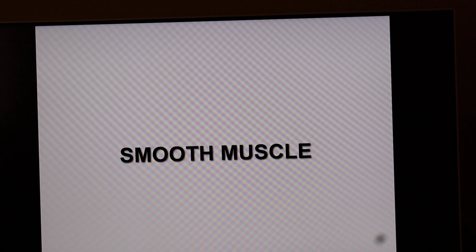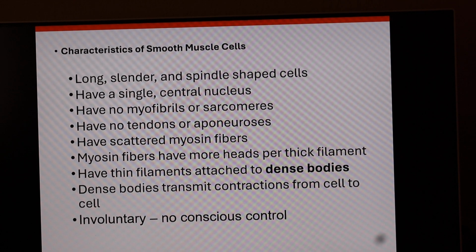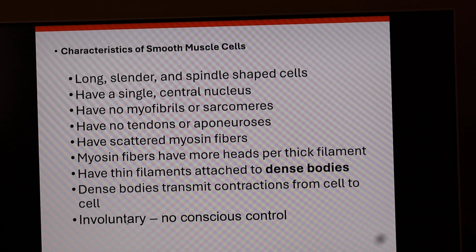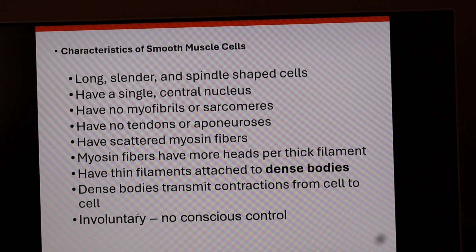Let's move on to smooth muscle. These are long, slender, and spindle-shaped. They have a single central nucleus. They have no myofibril or sarcomere, have no tendons, and have scattered myosin fibers. Most importantly, they are attached to dense bodies, and also they are involuntary, no conscious control. You have no control of the movement that is controlled by the smooth muscle.